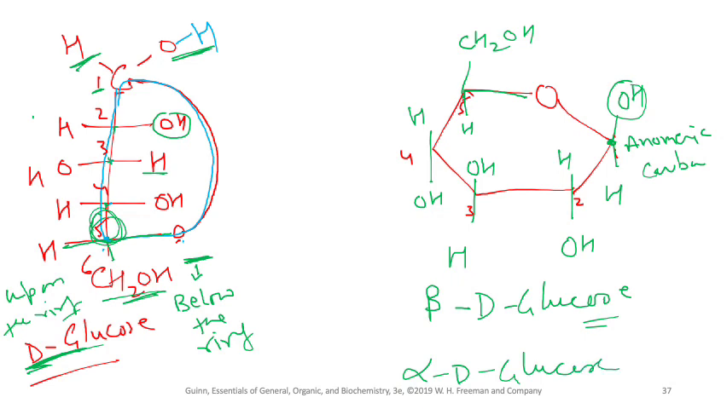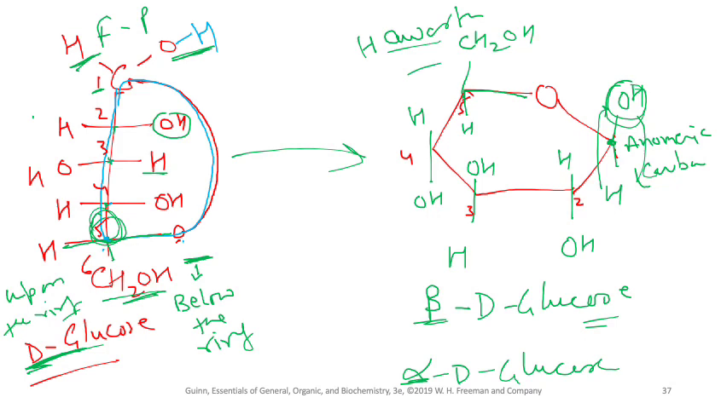So just remember this, right? This OH can go down, this H can go up. So that's why you have alpha and beta isomers. So this is how you normally draw from a Fischer projection to a Haworth projection, right? The cyclic structure.